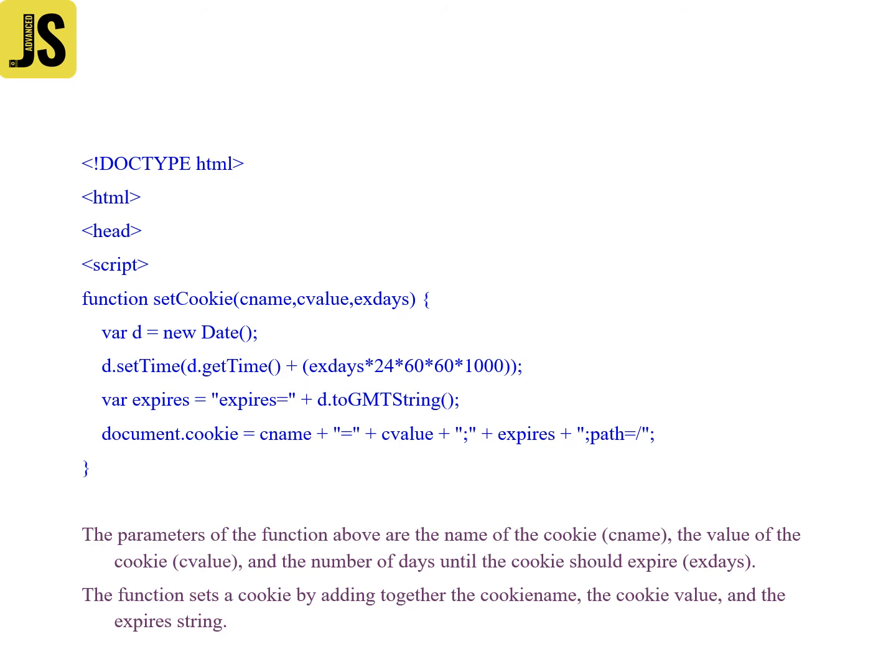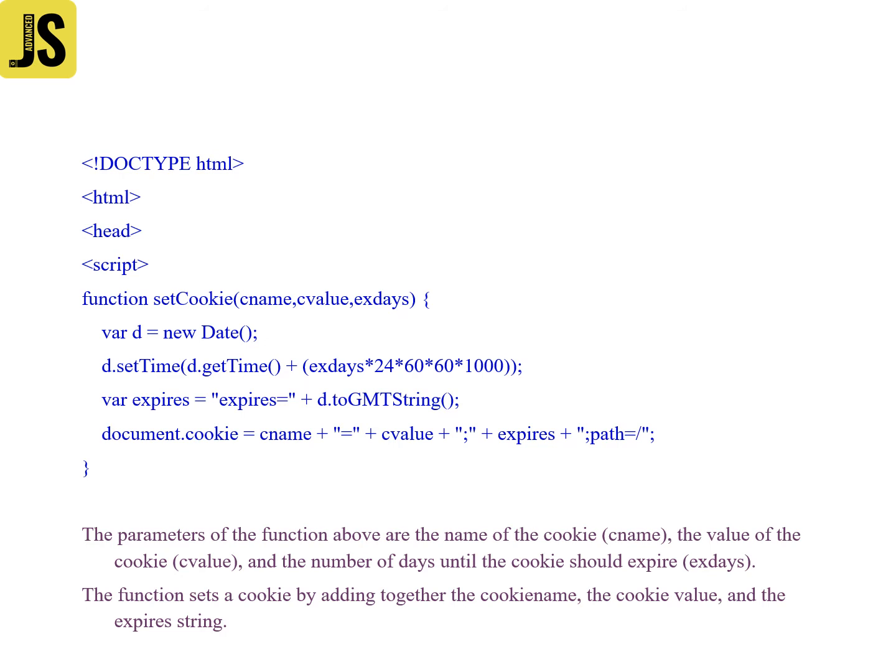Then d.setTime, d.setTime of d.getTime, at present, what should be the current time plus expiry days. That should be the third parameter, multiplied with 24 hours, 60 minutes, 60 seconds, and then multiplied with 1000, 1000 for getting the corresponding milliseconds.